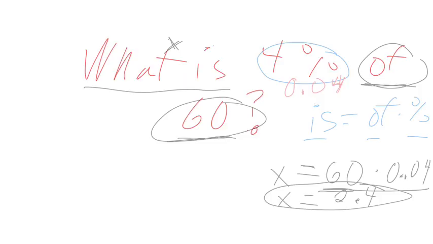And by the way, when you're using this equation, is equals of times percent, these two things, the of and the percent, are multiplied together on one side of the equation. All right? So let's do another.